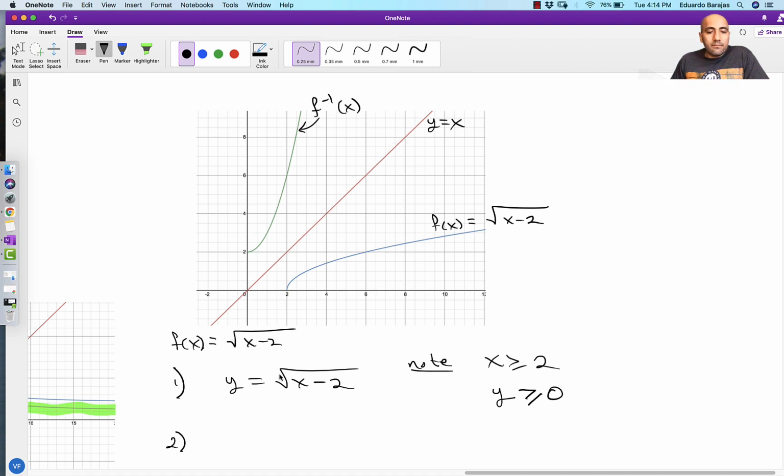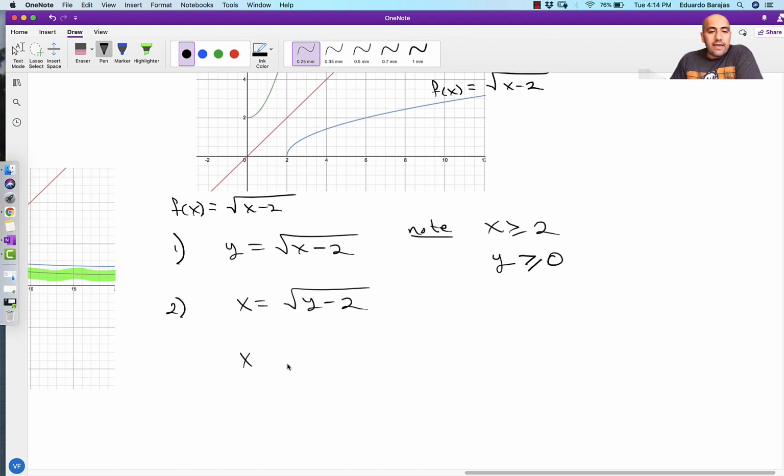Step 2 is going to be to interchange the x and the y. So I'll end up with x equals the square root of y minus 2. Step 3 is going to be to solve for y. So I'm going to take x equals the square root of y minus 2, and I'm going to square this side and square that side. So I'll end up with x squared equals y minus 2. And finally, I'm going to add 2 to this side, add 2 to that side, and I'll end up with x squared plus 2 equals y. That's the third step.